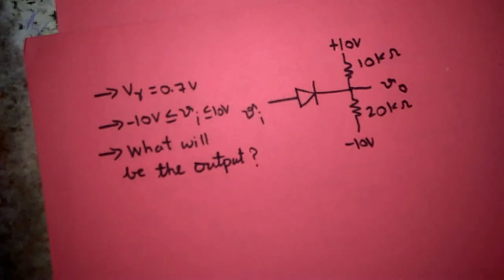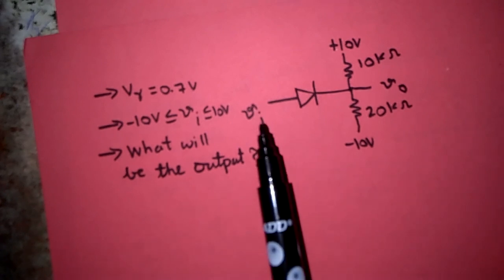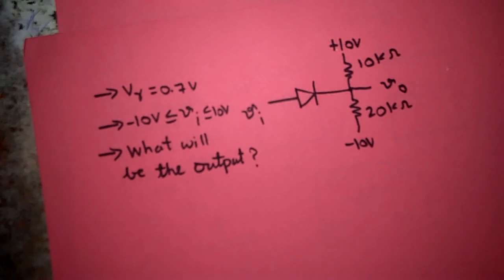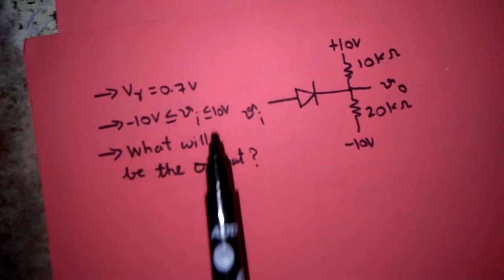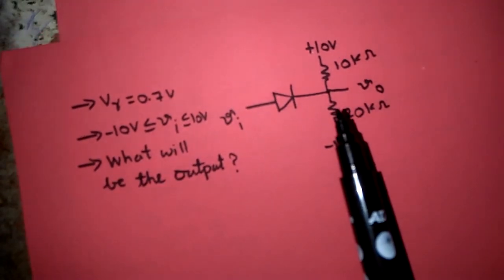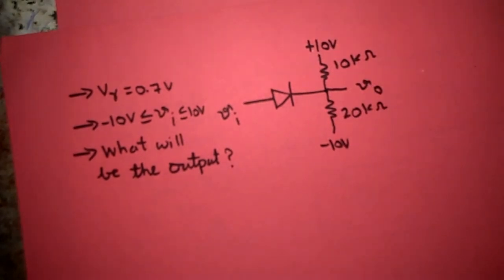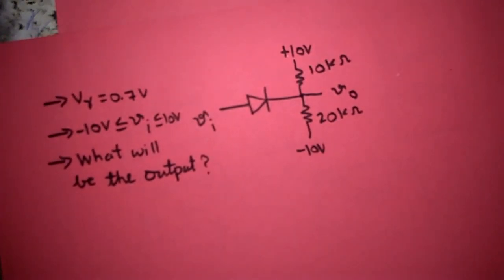Here there are some problems. First problem is input is not a fixed one. It is varying from minus 10 volts to plus 10 volts, and at the same time the type of waveform is not mentioned here. That means whether the input is sine wave, square wave, triangular wave, that is not mentioned, but it is varying from minus 10 volts to plus 10 volts, and output is connected to two supplies, plus 10 volts and minus 10 volts. So here the problem is we can't judge by seeing the circuit whether the diode is in forward bias or reverse bias. The basic definition of forward bias and reverse bias are not applicable here.